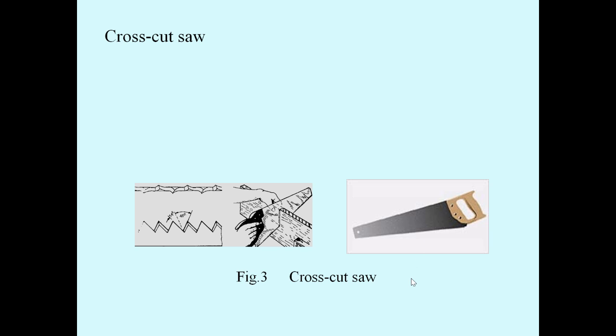Next one is cross cut saw. You can see here, cross cut saw. This cross cut saw is used for cutting the wood across the grains. Previously, in the rip saw, we cut the wood along the grains. In the cross cut saw, we are cutting the wood across the grains.